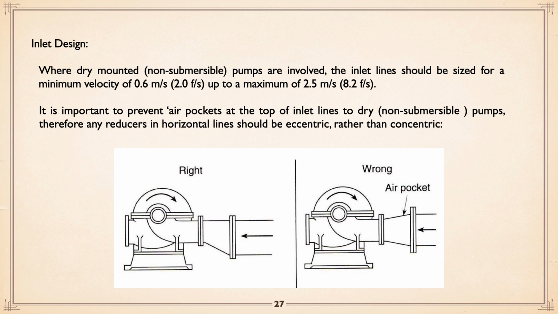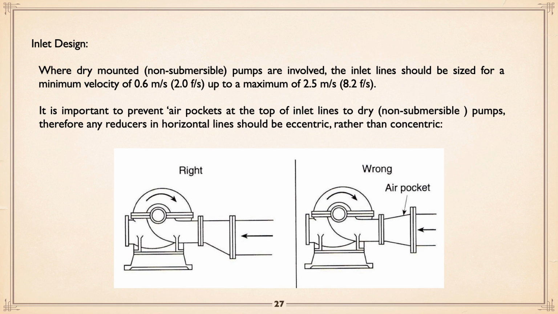Inlet design. Where dry mounted pumps are involved, the inlet line should be sized for a minimum velocity of about 2 feet per second and a maximum velocity of about 8.2. The minimum velocity particularly applies to sewage pumps to keep stuff in suspension, okay? And it's important to prevent air pockets at the top of inlet lines.